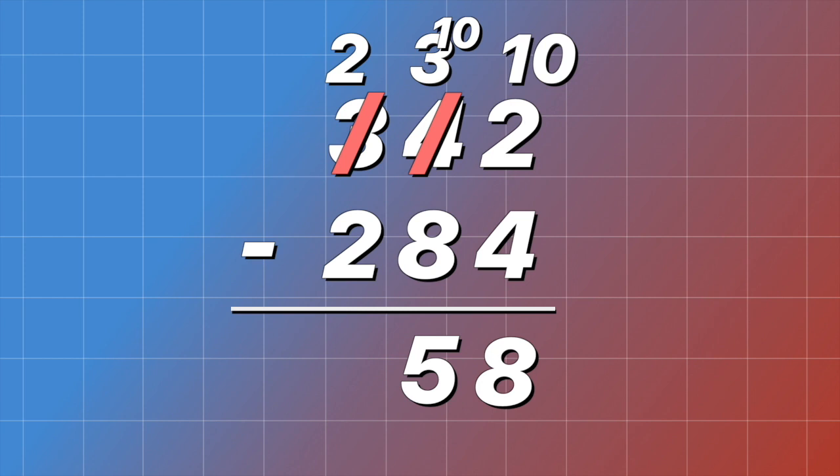Finally, we move to the hundreds column. 2 minus 2 is 0. We can write 0 in the hundreds column or leave it empty. So, the answer of 342 minus 284 equals 58.